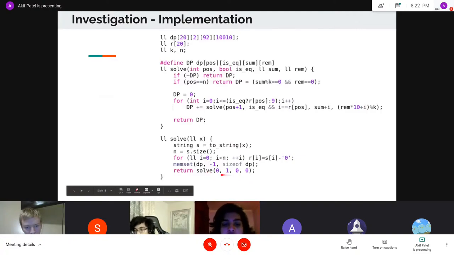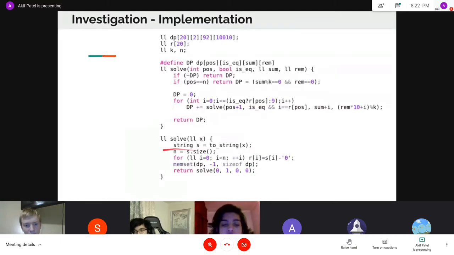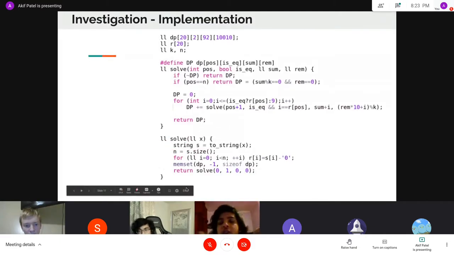Why? Because you start at position 0, you start out constrained, and both types of remainder sums are 0. And then for the actual input-output part, you would call solve b minus solve a minus 1, as we just discussed before.